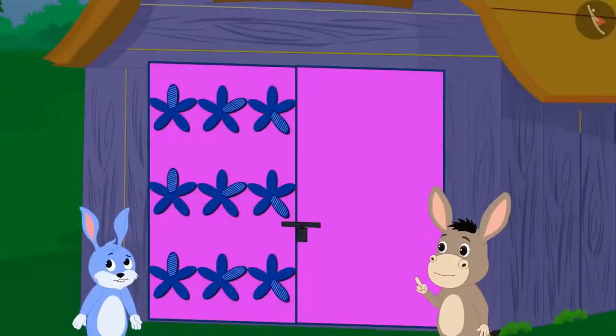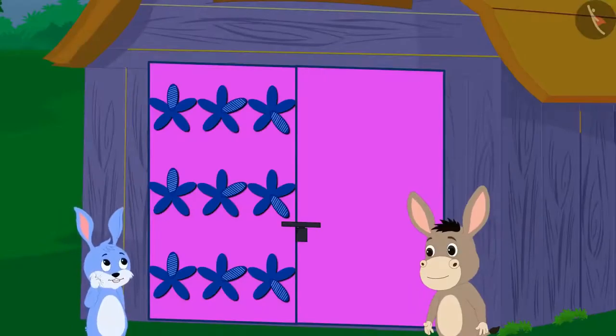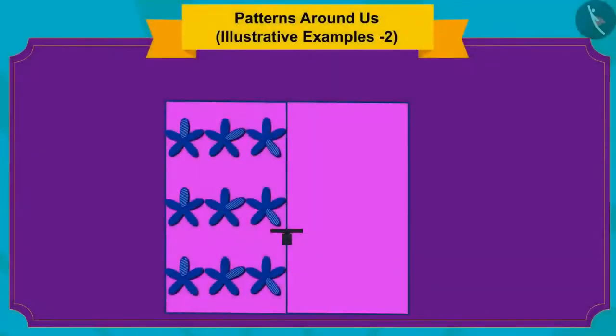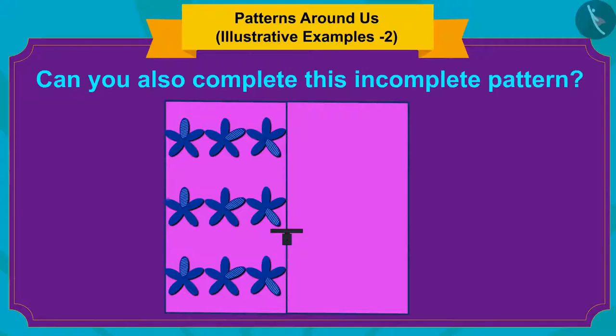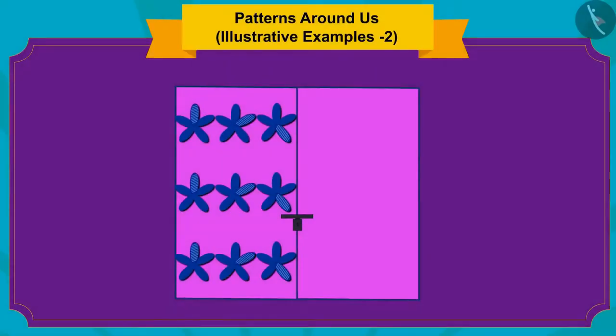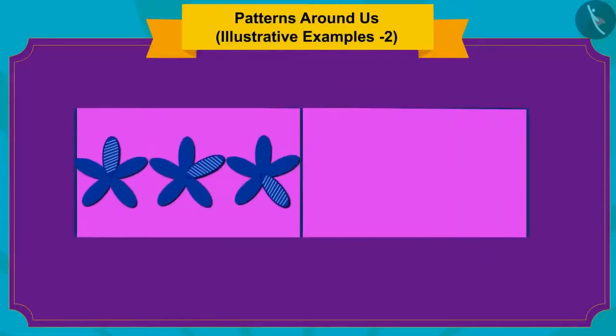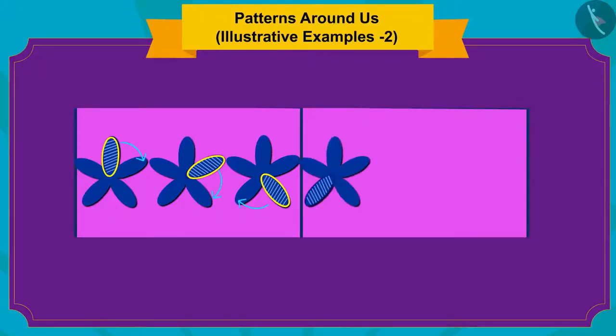Bhola and Bunny together are completing this unfinished pattern. Children, can you also complete this incomplete pattern? If you want, you can stop the video and find the answer. Yes! The petal of the flower on which the diagonal design is made here is seen in the petal next to it in the next flower.